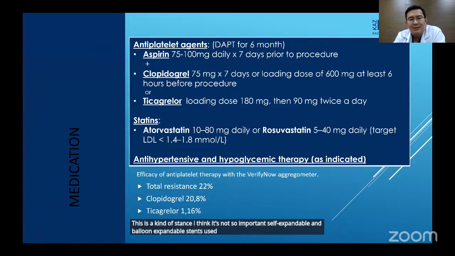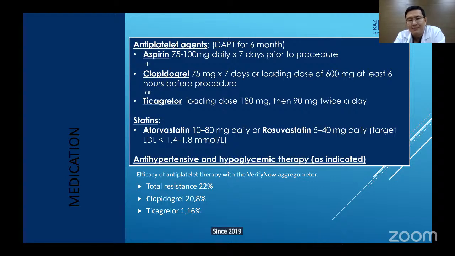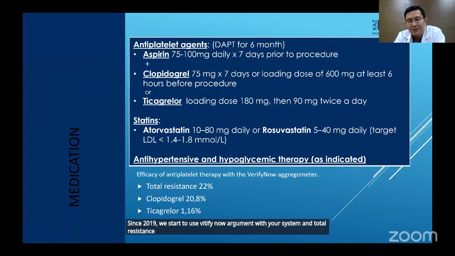The antiplatelet regimen has changed over the last 6 years. Since 2019, we started to use the VerifyNow aggregometry system, and total resistance in our population is 22%. Mostly it's clopidogrel, 21%, and 1% in ticagrelor patients.